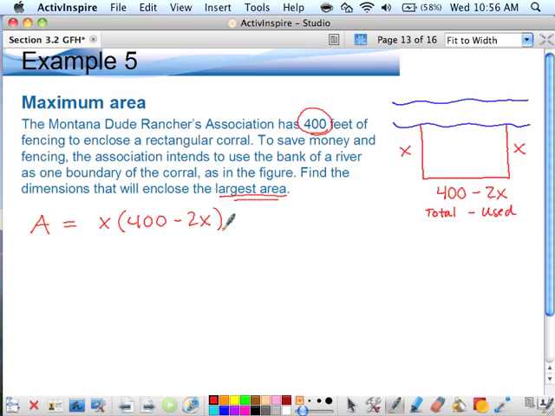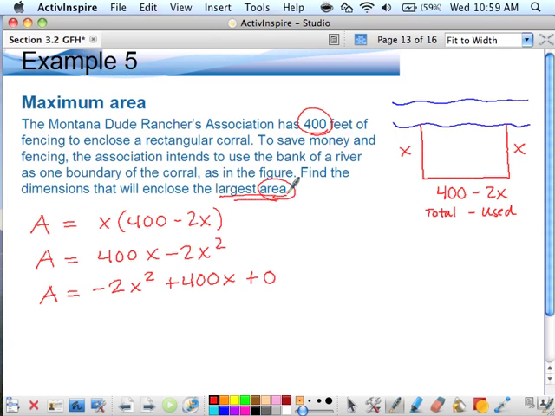Now I'm going to distribute all that out so that it looks like a quadratic equation. So instead of y equals, I have the area equals 400x minus 2x squared. If I rearrange it, it's really negative 2x squared plus 400x plus an understood 0, so that you can see it in quadratic form, where this is little a, this is little b, and that's little c. I'm going to pause and let you see if you understand that and if you have any questions.